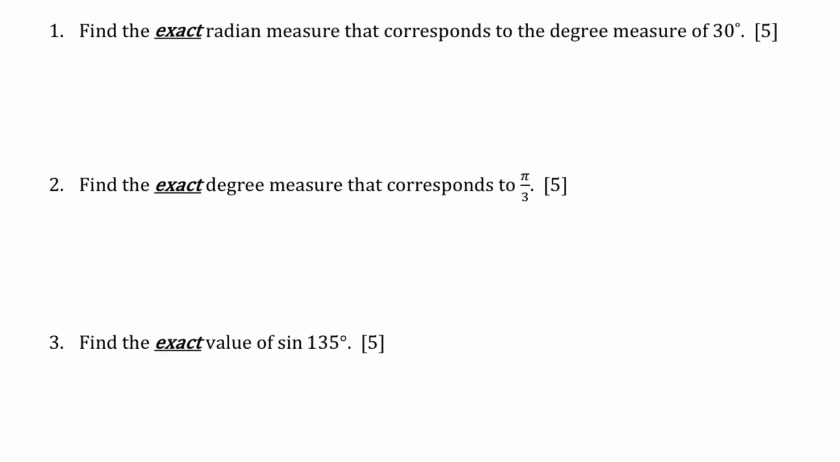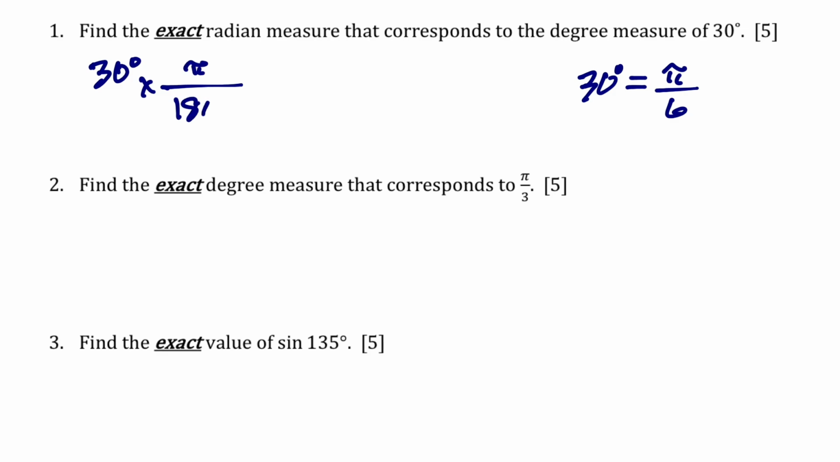Here is how I make an answer key for my classes. Only imagine it's on a page. So the first thing we're looking at is: find the exact radian measure that corresponds to the degree measure of 30. Most students probably recognize that 30 degrees is pi/6 radians. If they weren't sure, then they would take 30 degrees and multiply it by pi over 180 degrees.